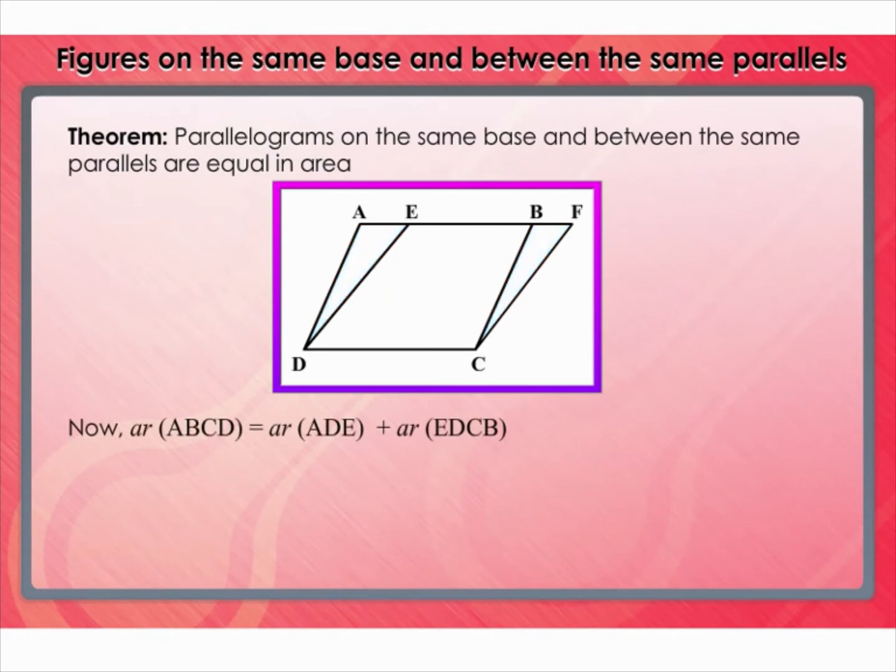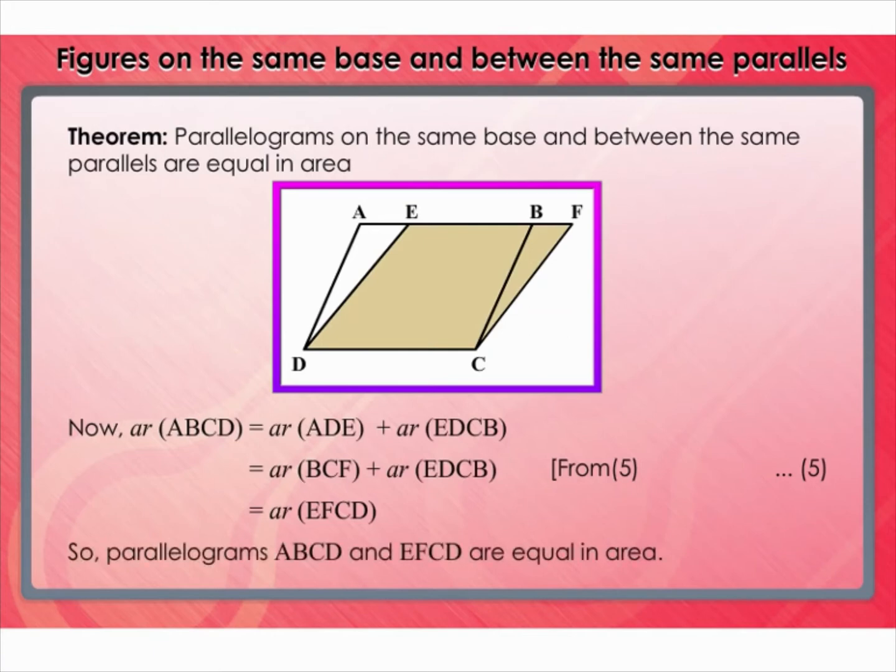We know that congruent figures have equal areas. Therefore, area of triangle ADE is equal to area of triangle BCF. Now, area of parallelogram ABCD is equal to the area of triangle ADE plus area of quadrilateral EBCD. Using equation 5, area of triangle BCF plus area of quadrilateral EBCD. This gives us the area of parallelogram EFCD. Hence, the parallelograms ABCD and EFCD are equal in area.